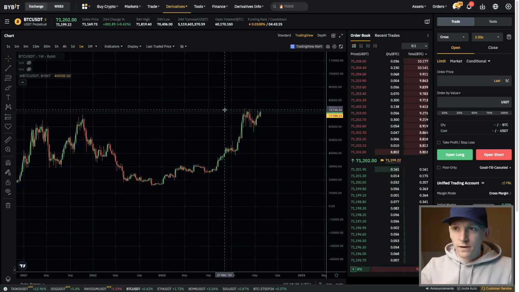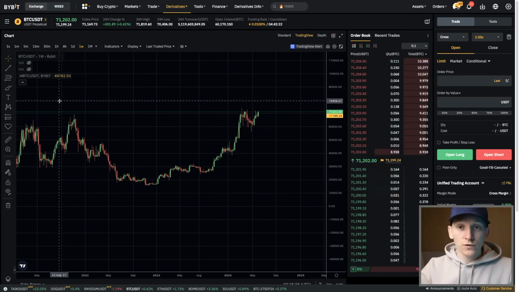Step two is to draw the Fibonacci retracement on our chart. I'm using my trading system, which is Bybit. You can use TradingView, which is great and free, or your trading system.